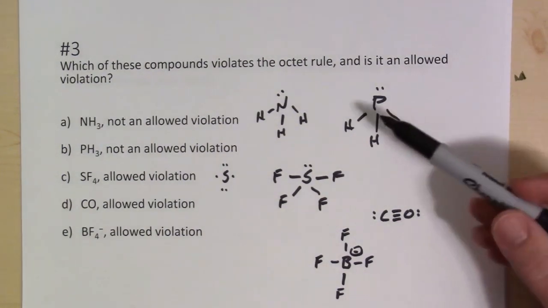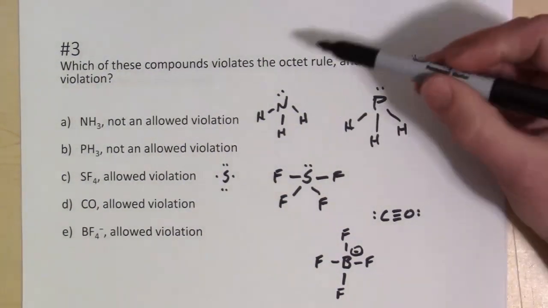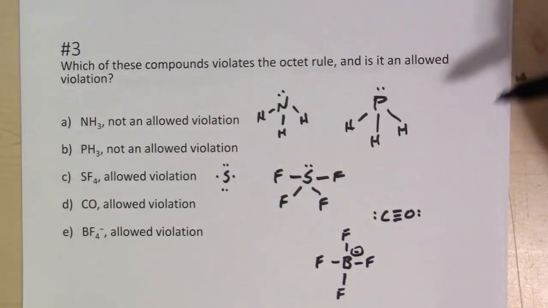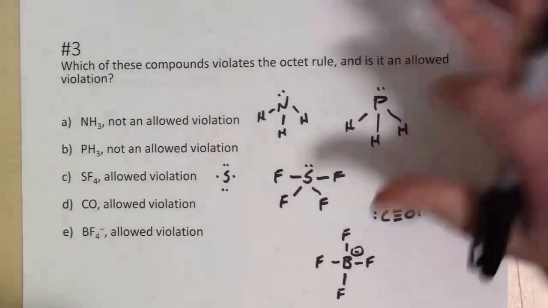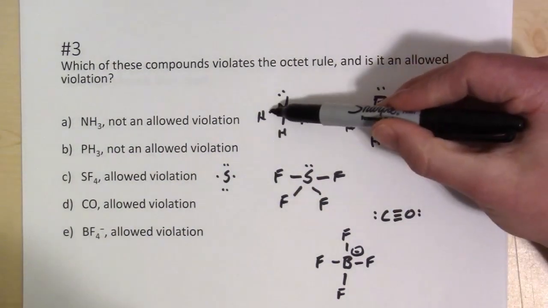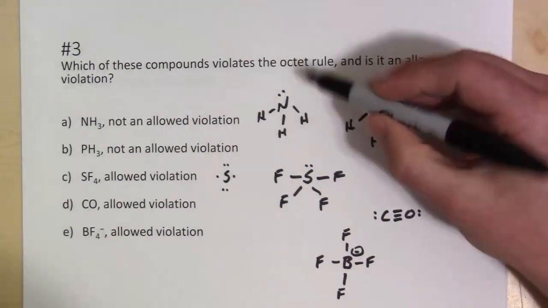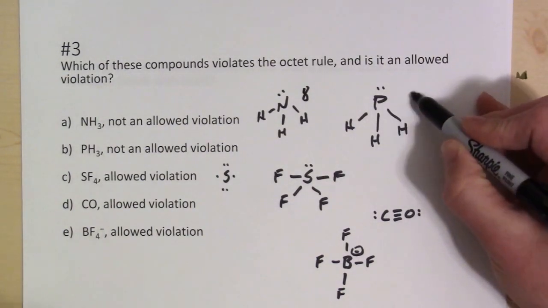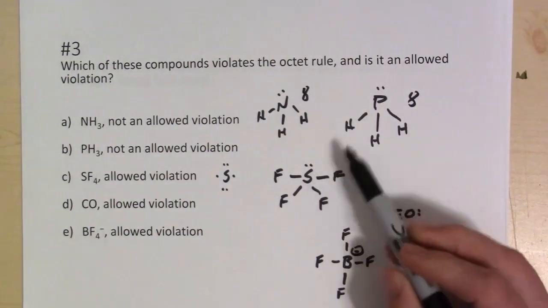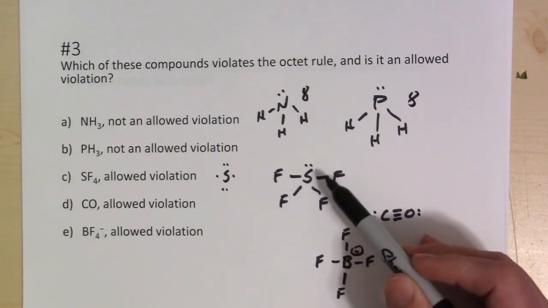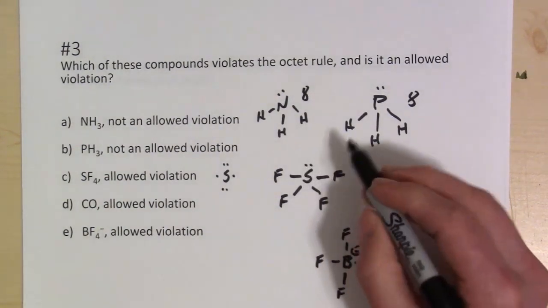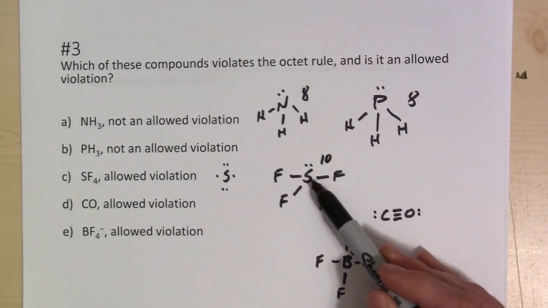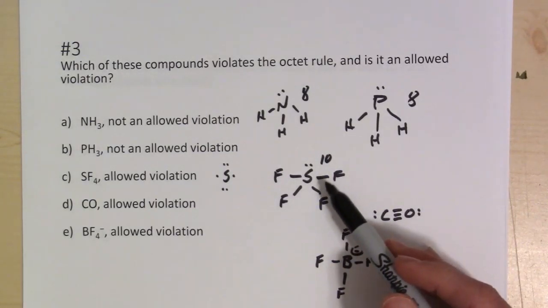So which of these violates the octet rule? The octet rule is that each atom, other than hydrogen, likes to have 8 electrons in its valence shell. So each bond is worth 2 and the lone pair is worth 2, so this has 8. Phosphine, the phosphorus has 8. Here the sulfur has 4 bonds, so that's 8, and then there's a lone pair, so that gives us 10 electrons around sulfur, so that does violate the octet rule.